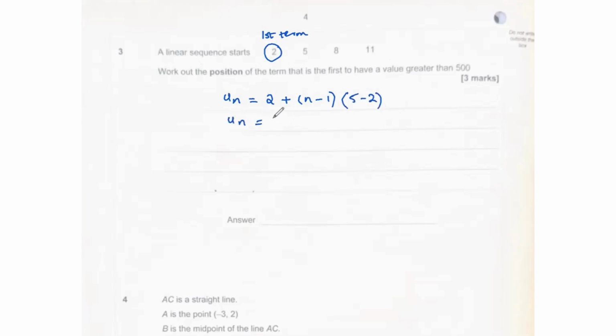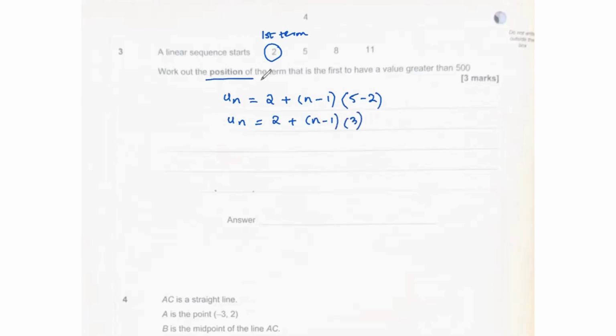Question 3 says the linear sequence starts 2, 5, 8, and 11. Work out the position of the term that is the first to have a greater value than 500. So for that, first you make the nth term. Nth term is going to be 2 plus n minus 1. 2 is your first term, times the common difference, which is 5 minus 2. For the difference, we just subtract any two consecutive terms. So that's 2 plus n minus 1 times 3.